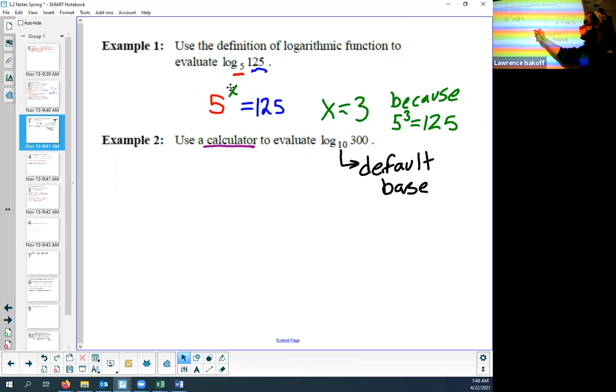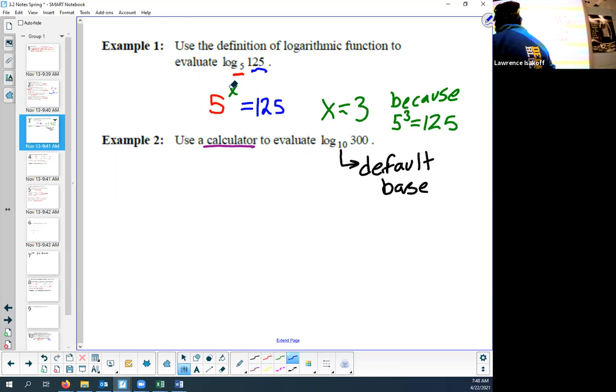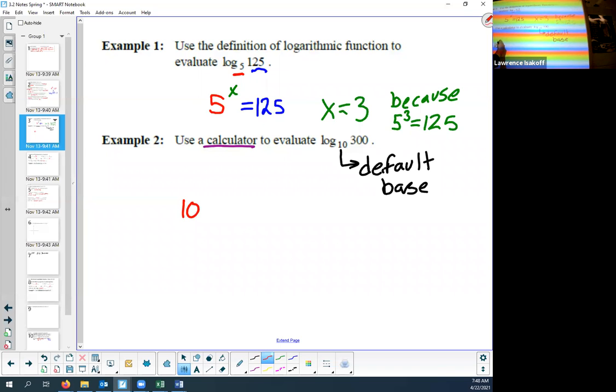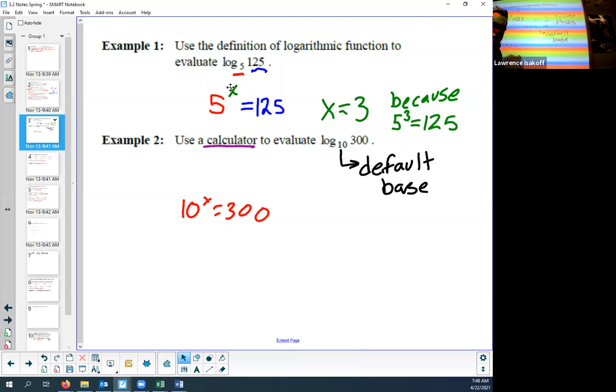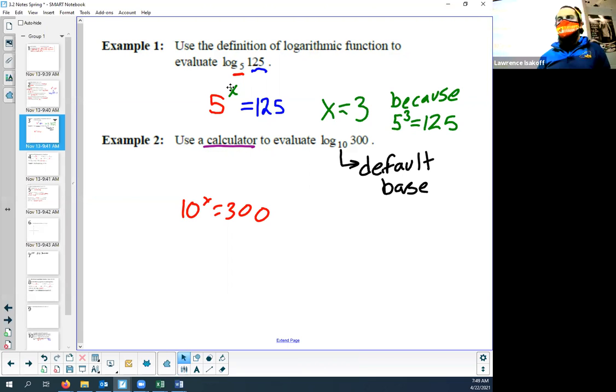Now the next one, it says use a calculator to evaluate. And when we think about this, if I'm starting to try and write this the same way, to be like 10 to the x is equal to 300, let's start looking at our powers. 10 times 10 would give me 100, right? Not big enough, so I'd do times another 10. But that'd be 1,000, right? So somewhere between 2 and 3, 300 should show up, right?